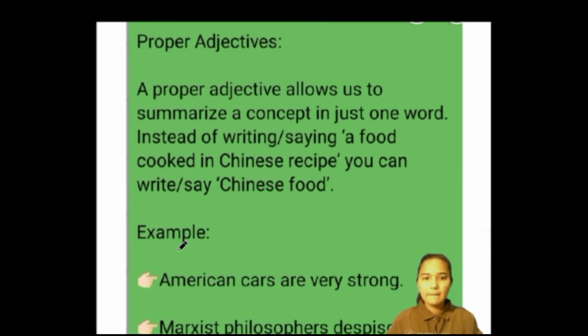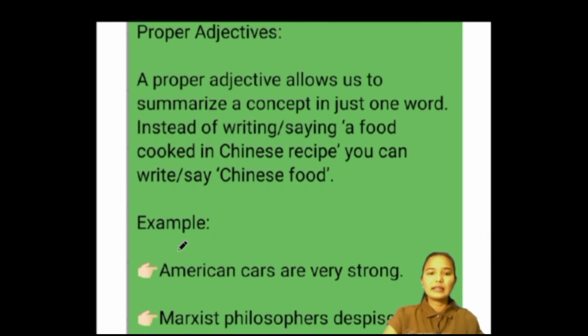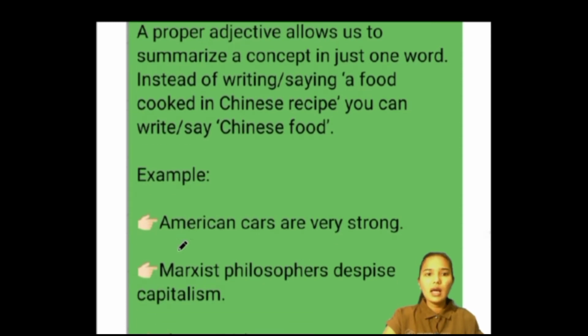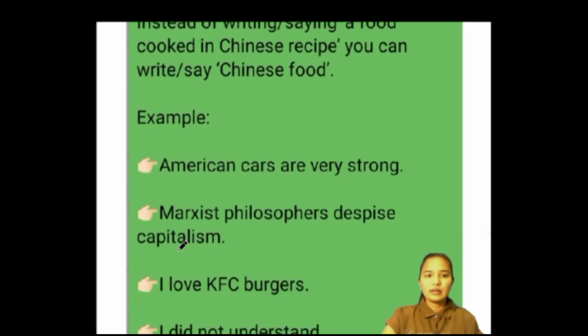Chinese food. Okay, I think you're understanding what proper adjectives do. So let us see some examples. American cars are very strong. Instead of saying American cars, we can say the cars driven by the people of America. So that also we will call American cars. We are only saying American cars.